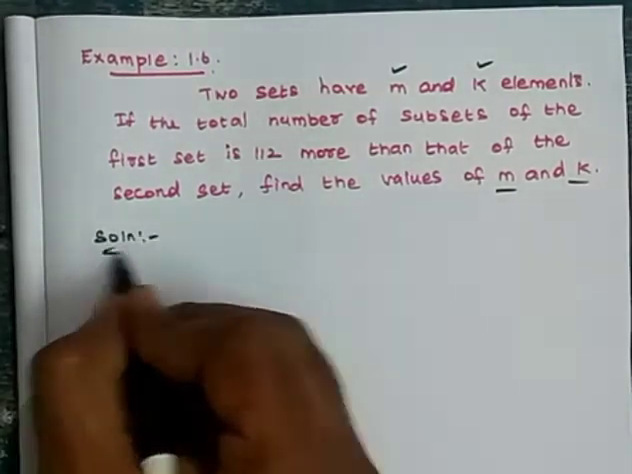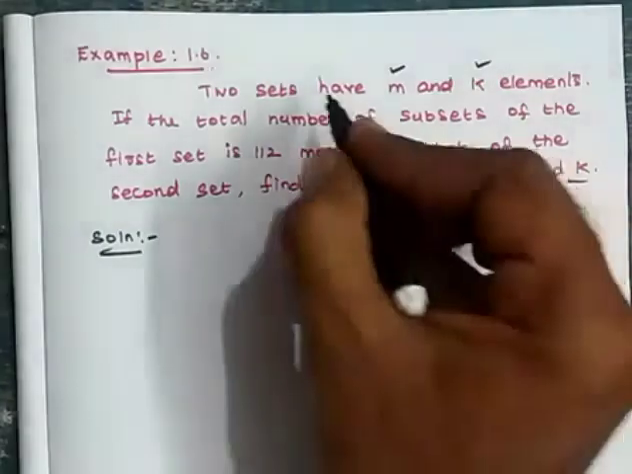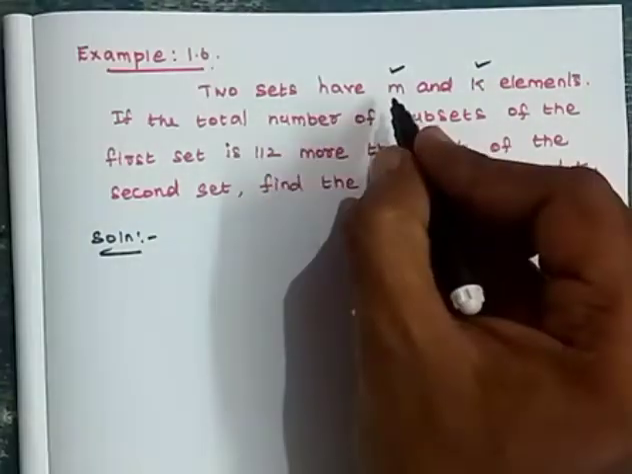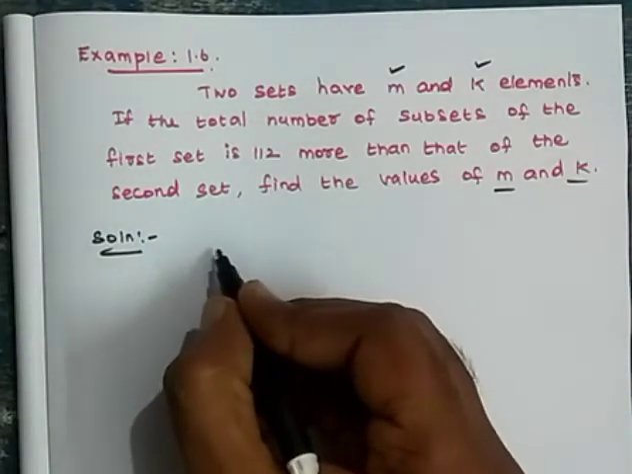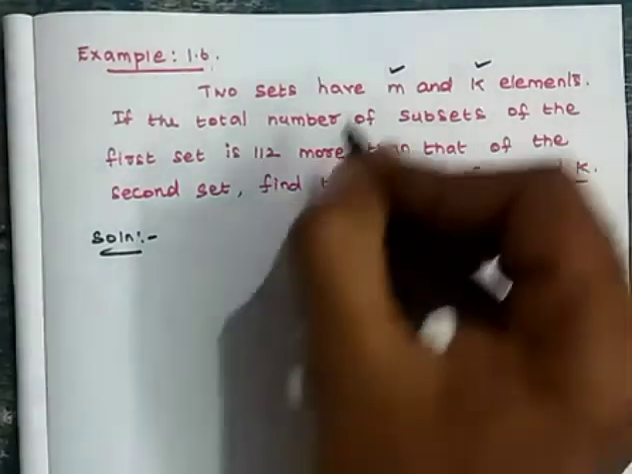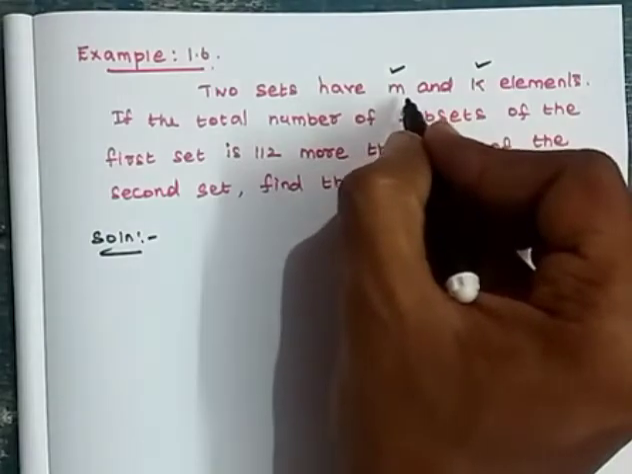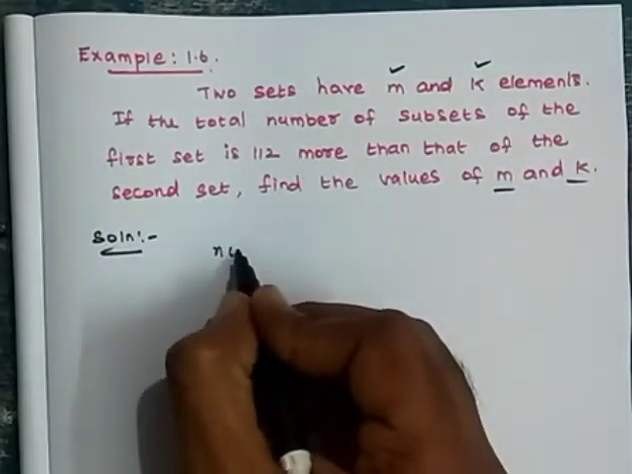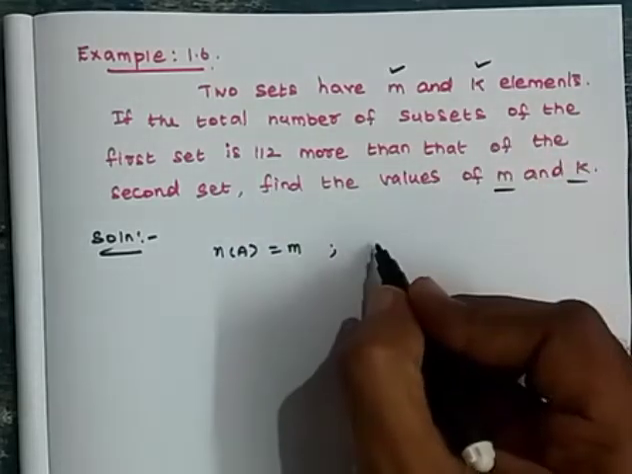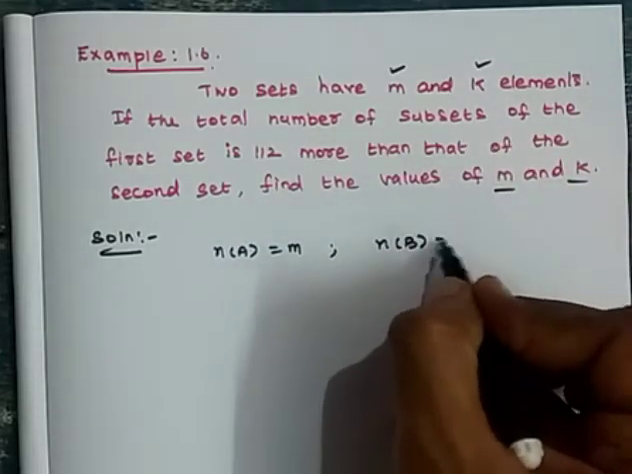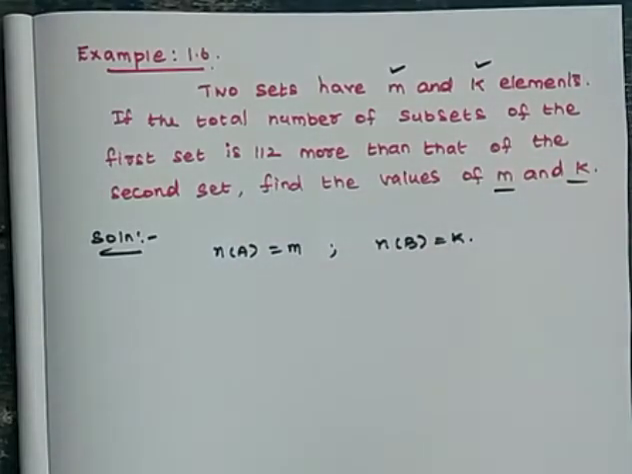When we are solving the sum, we can read the question again. First, what they have given: two sets have m and k elements. So the first set I can consider as A. The first set A has how many elements? m elements. So n of A I can consider as m elements. Similarly, n of B I can consider as k elements.